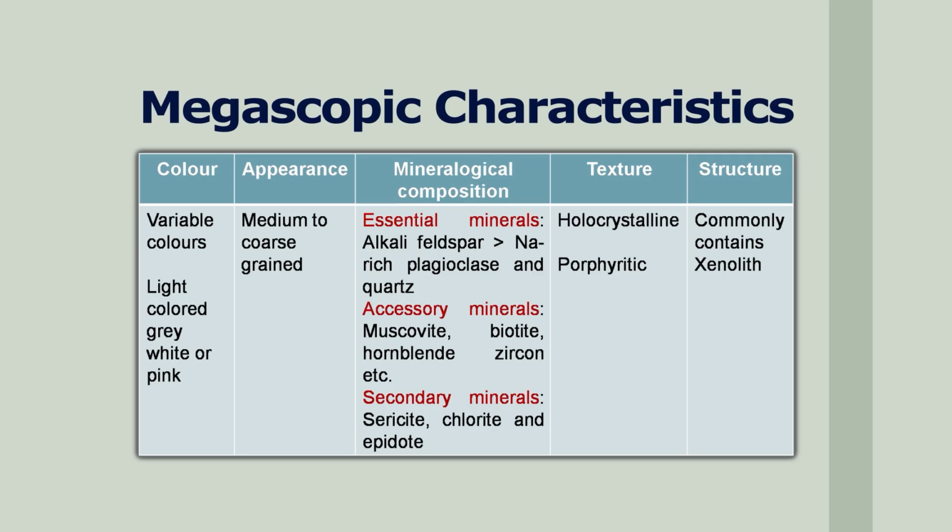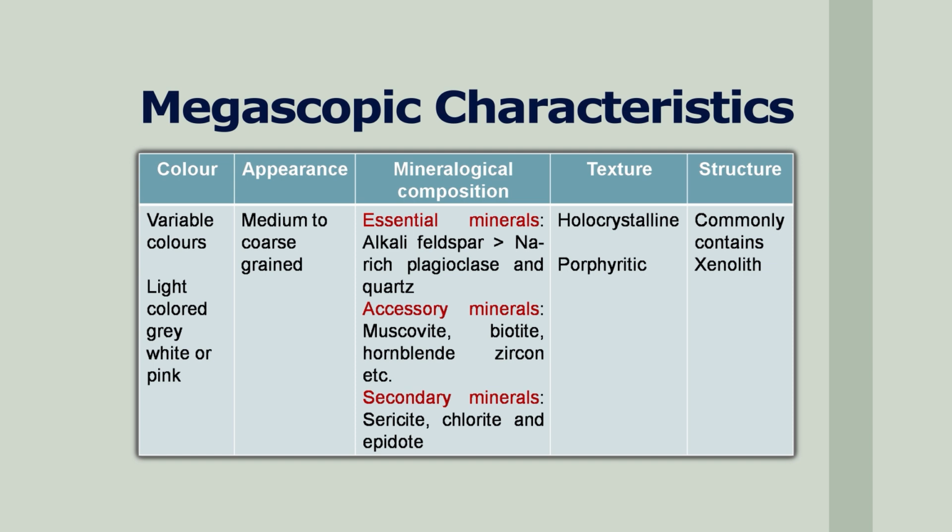Mineralogically, the essential minerals which have to be there in a granitic composition are alkali feldspar, sodium rich plagioclase and quartz, and the alkali feldspar proportion is usually more than that of sodium rich plagioclase like albite. Accessory minerals in granite include muscovite, biotite, hornblende, zircon, etc.